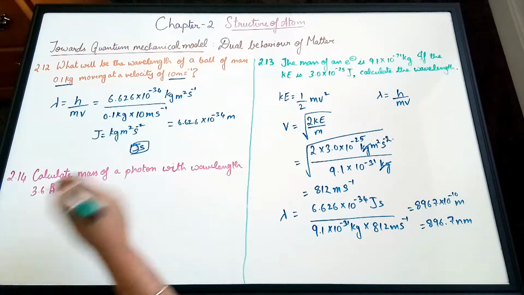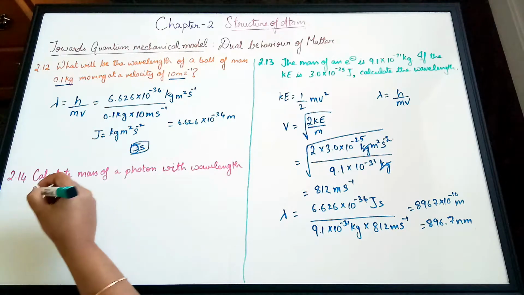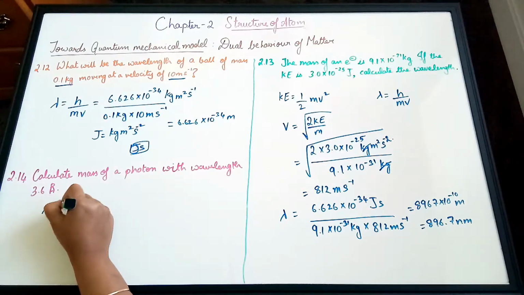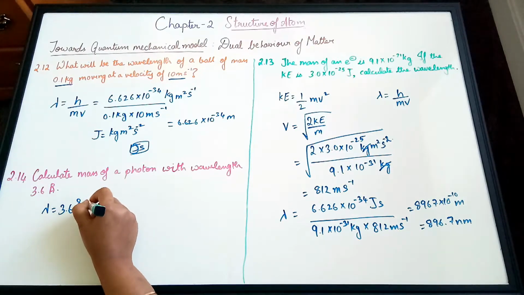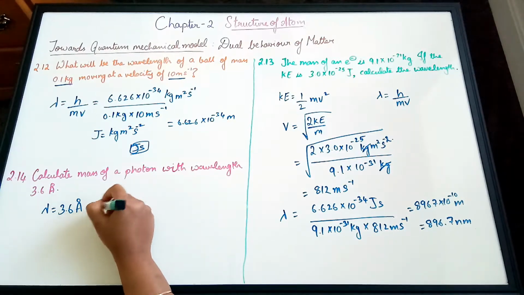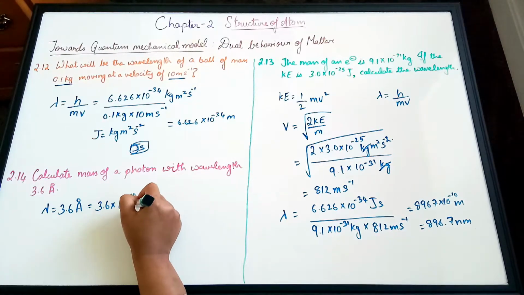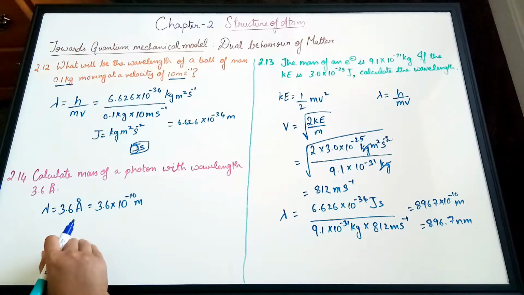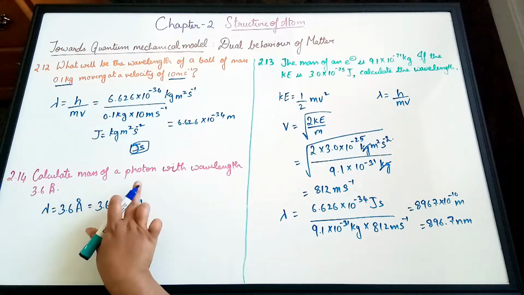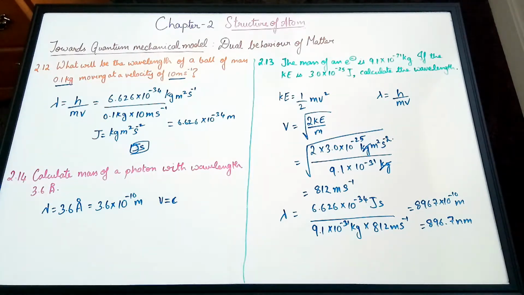The last one: calculate the mass of a photon with wavelength 3.6 angstrom. First of all, lambda equals 3.6 angstrom. So this is equal to 3.6 into 10 to the power minus 10 meters. We are converting it from angstrom to meters. Technically, the velocity of a photon will be equal to the speed of light, which is c.